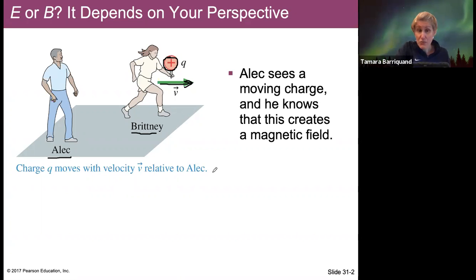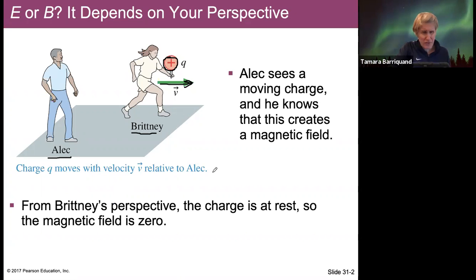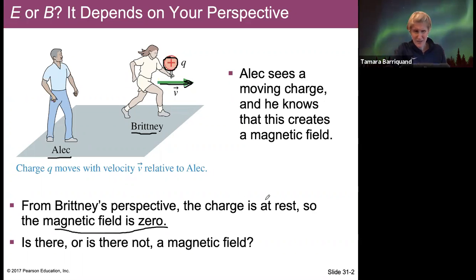So Alec sees a moving charge, and as we just said, a moving charge will create a magnetic field. However, from Brittany's perspective, the charge is at rest. It's just in her hands and they're going at a constant speed. So it's just at rest as far as she's concerned. So the magnetic field for her is zero. So if that's true, how can we have one person see a magnetic field and the other person not see a magnetic field? Is there a magnetic field or is there not a magnetic field?